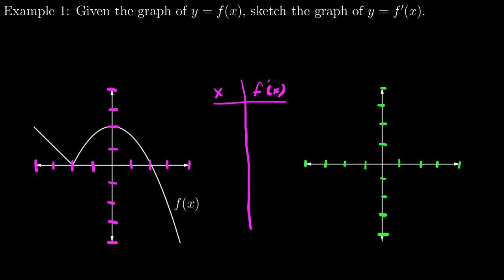And so what I'm going to do is this. I look over here, and when x is negative 4, I see that it's actually linear. So the tangent line will have the same slope as the line, and it looks like I have a slope of negative 1 here. And similarly, at negative 3, I'm still linear. Looks like I have a slope of negative 1, so the derivative will be negative 1.